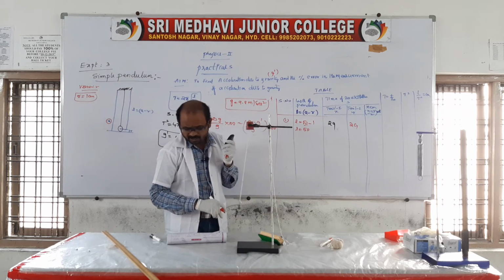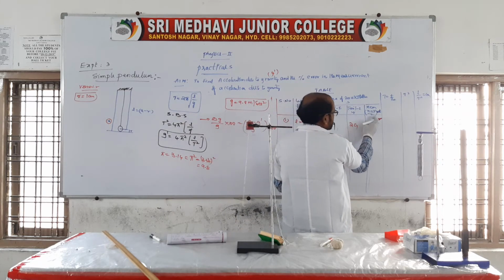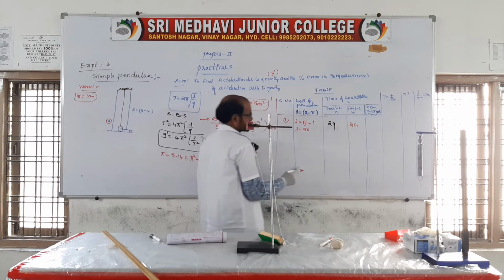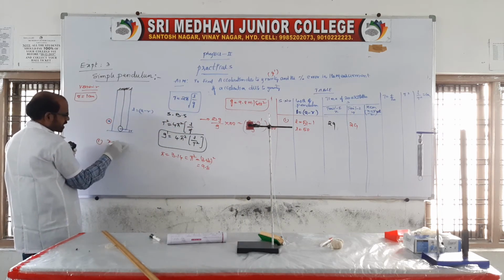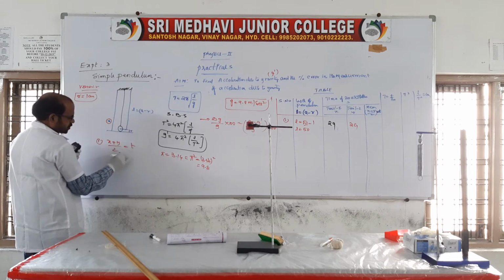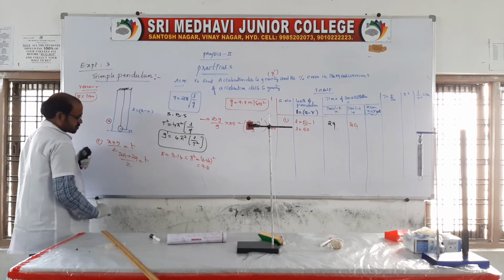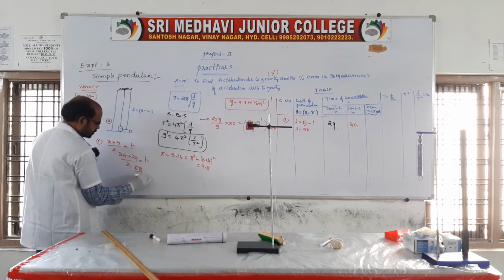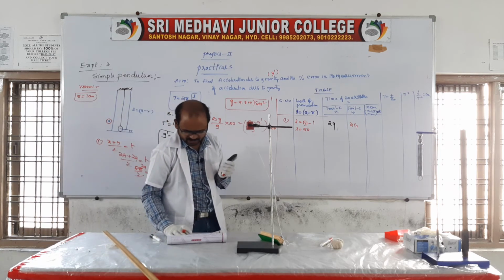This is about a, here it is about b, for 20 oscillations. Now here we need to find (x plus y) by 2 is equal to small t. For the first reading, (29 plus 29) by 2 is equal to t. So 29 plus 29 is 58, and 58 by 2 is equal to t. So t is 29. The average value we are getting is 29.